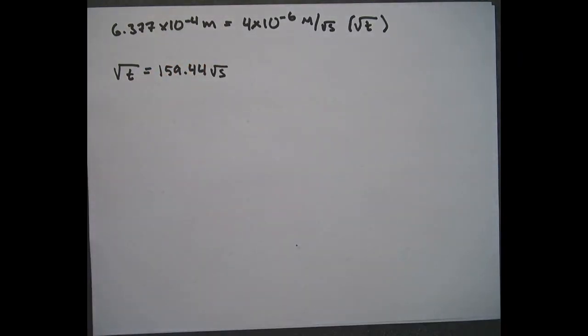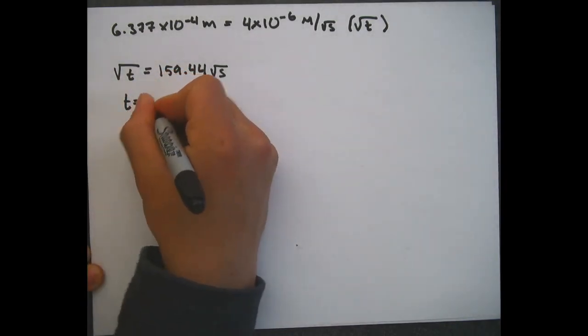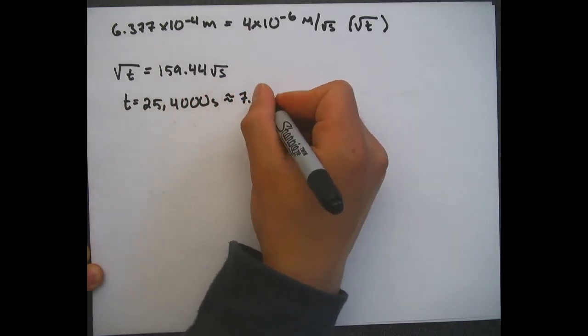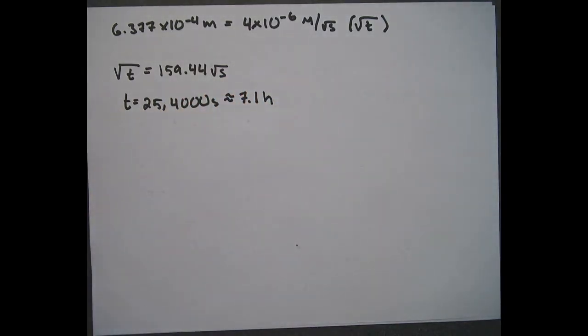Solving for t, we get the square root of t equals 159.44 per square root of seconds. Now squaring both sides, we see that t equals 25,400 seconds, which is roughly 7.1 hours. I noticed when I wrote this that I made a mistake. It should be 25,400. I added an extra zero by accident.